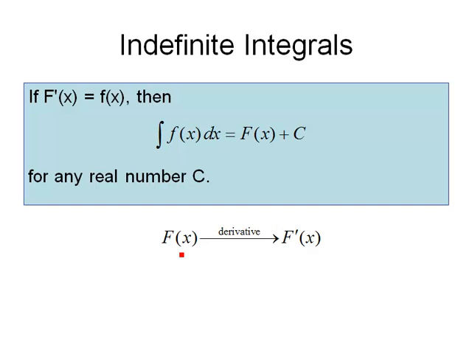So in the scheme of things, starting with capital F, we take the derivative to get capital F prime of x. If we go back the other direction, if we start with capital F prime of x, taking the antiderivative will get us back to capital F of x. So the derivative and the antiderivative are essentially just opposite processes.